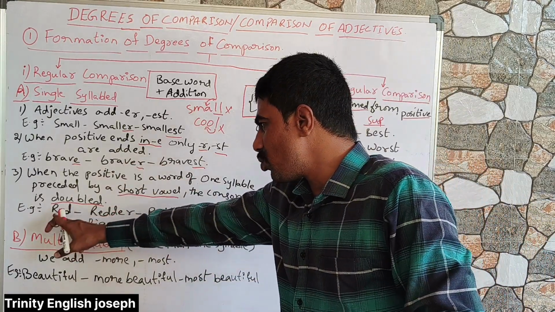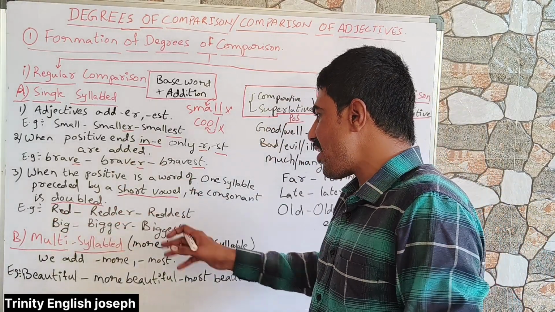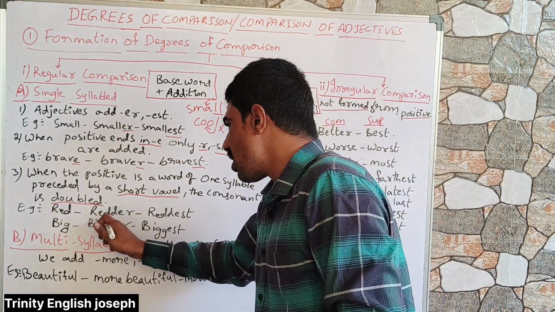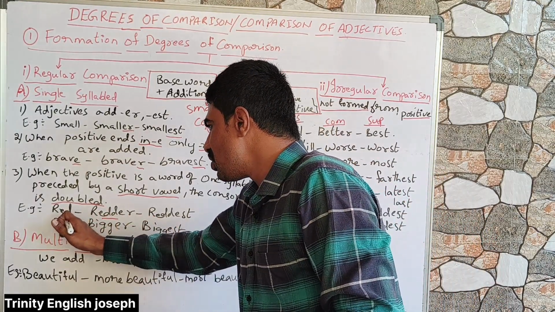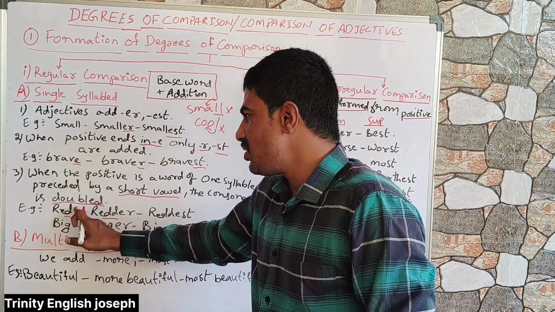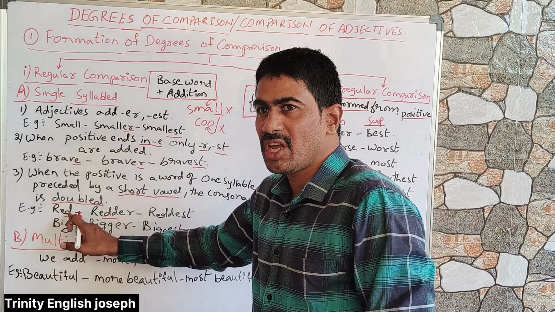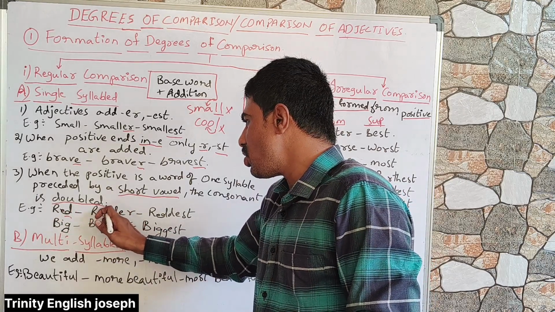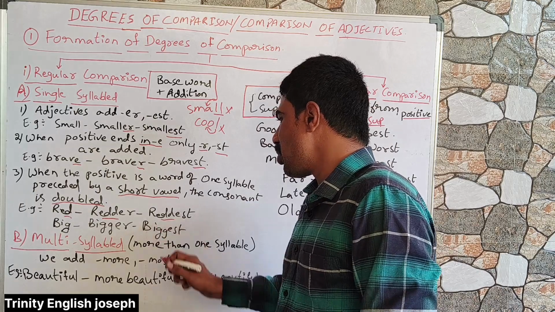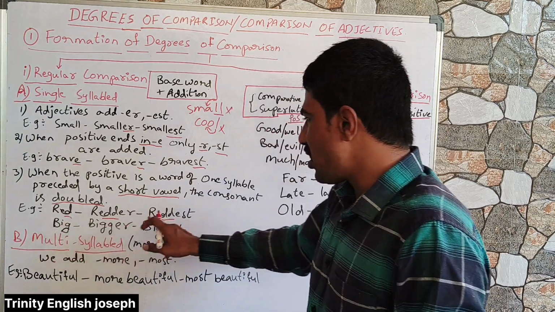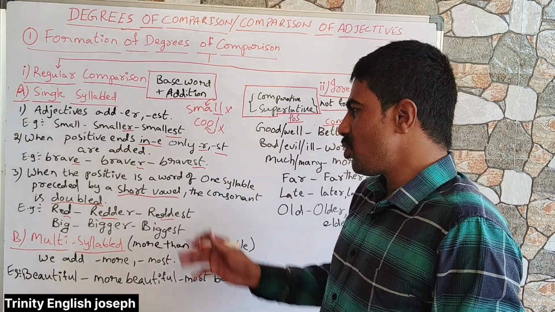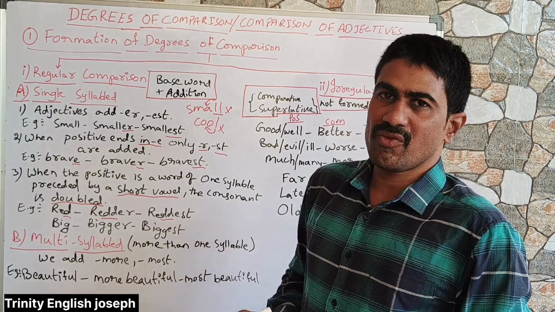Here are the example words: red, redder, reddest. Here the consonant is doubled, because this is a single consonant preceded by a single vowel. So the consonant is doubled in these two cases. Even big, bigger, biggest, the same case. So this is the single syllabled formation.